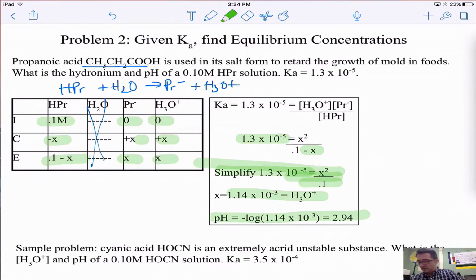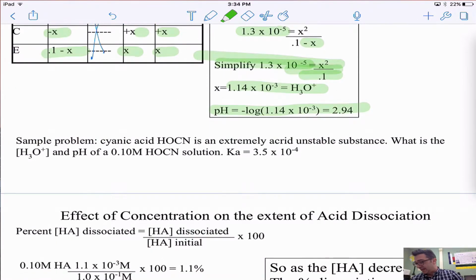I could do the same problem. Here's one with cyanic acid. And with cyanic acid, I have this Ka that's 3.5 times 10 negative fourth. I'm given the initial concentration. I'm asked to find the pH, H3O plus. So go ahead, try that one out. Model it after the one that I gave you. It's pretty much identical.